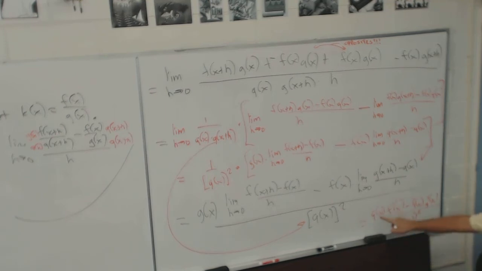Always memorize: bottom, d-top, minus top, d-bottom, over bottom squared. But many students like the "low d high minus high d low over low low." It's got a nice ring to it. And this is a tough little formula that we just showed was true.